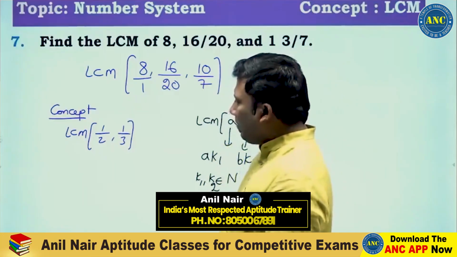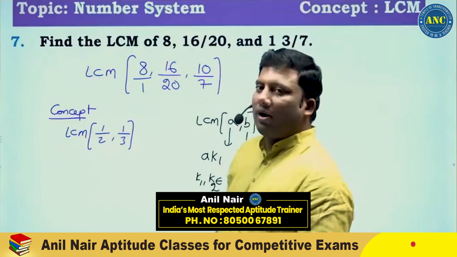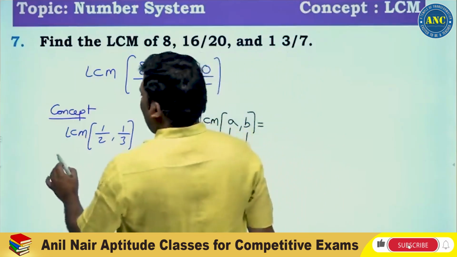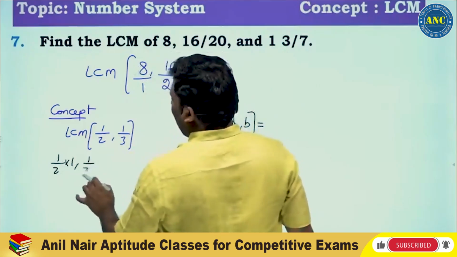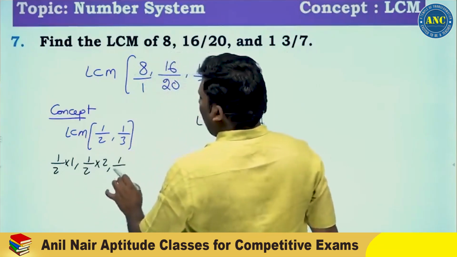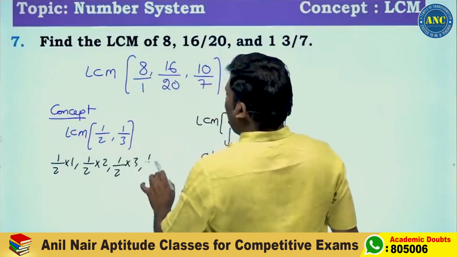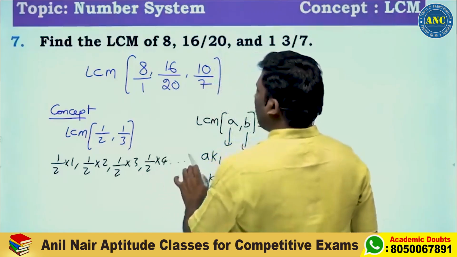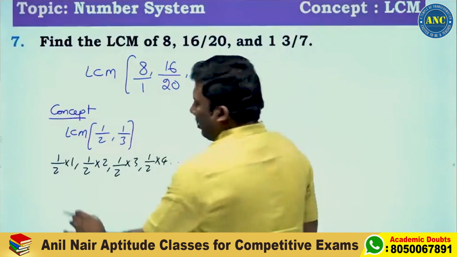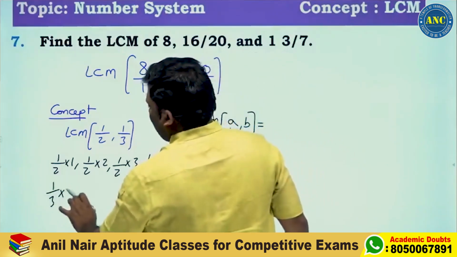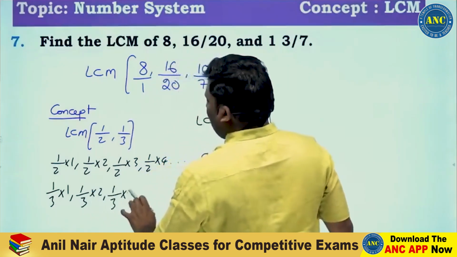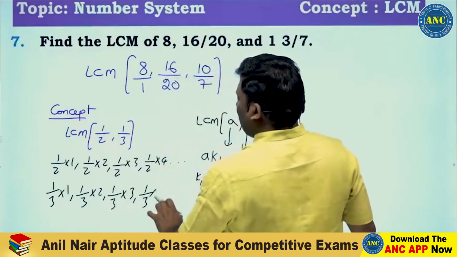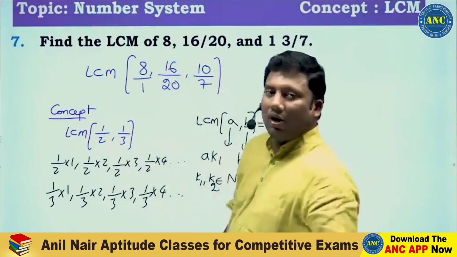Now, LCM of 1 by 2 and 1 by 3. If you see, 1 by 2 into 1, K1 is a natural number, 1 by 2 into 2, 1 by 2 into 3, 1 by 2 into 4, and so on. Are you all with me? Next one, 1 by 3 into 1, 1 by 3 into 2, 1 by 3 into 3, and 1 by 3 into 4, and so on. Are you all with me?